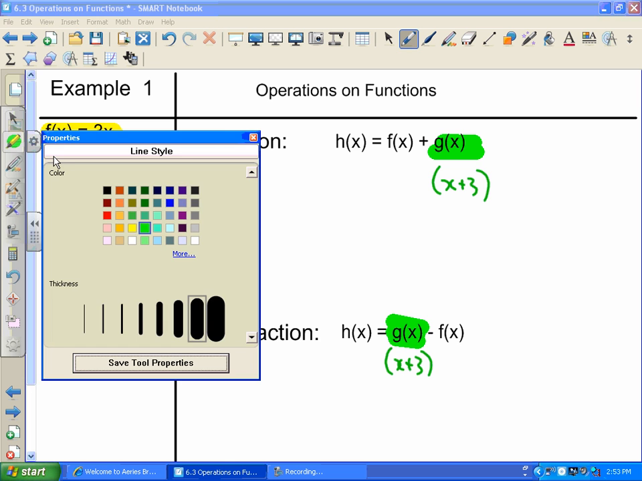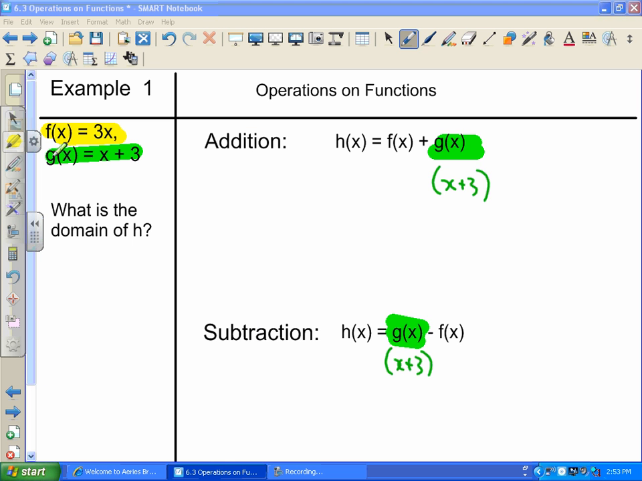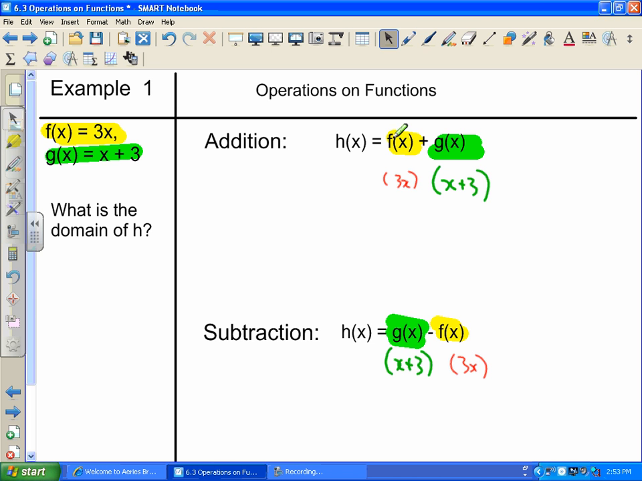Likewise, we're doing what they're telling us to do. This is pretty much just straightforward substitution. Wherever I see an f of x, I'm going to put what the f of x function is. Do that one in red. F of x in this case is 3x. We've substituted in our functions correctly.